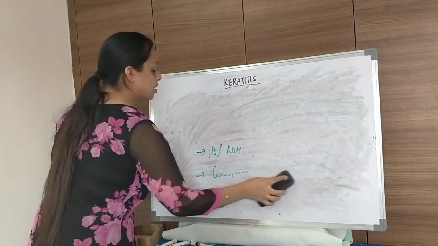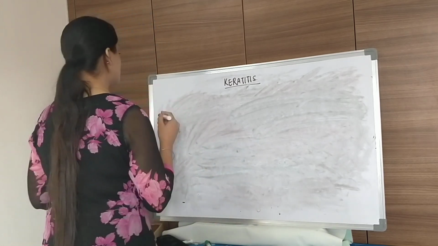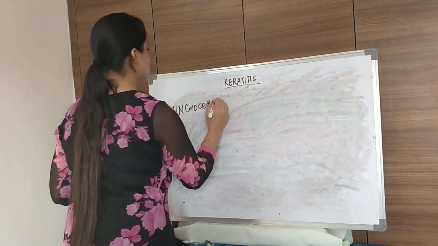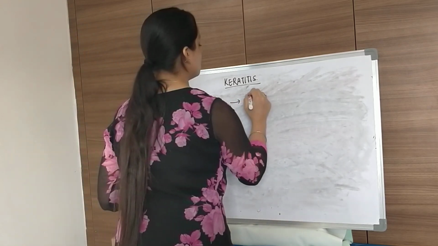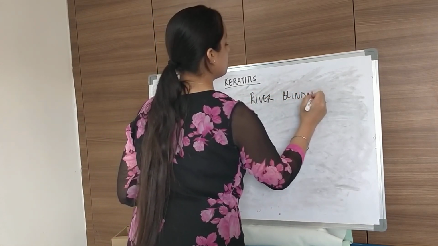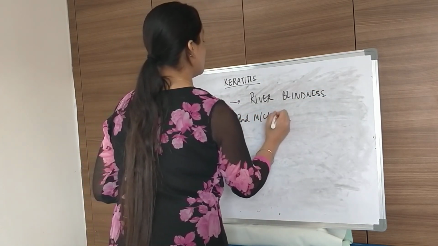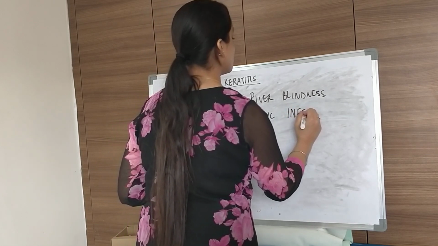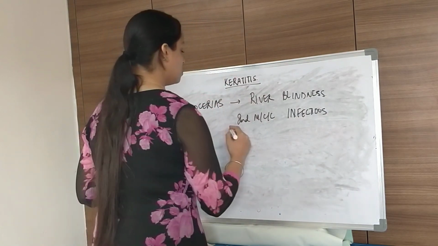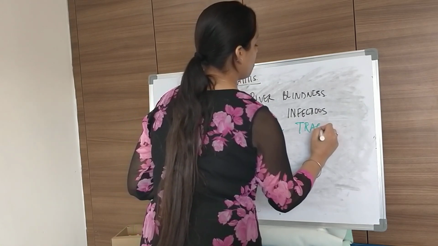Now lastly, I'll talk to you about Onchocerciasis. Okay, so a few points about Onchocerciasis. This is also called river blindness. Okay, one MCQ. This is the second most common cause of infectious blindness. So you'll ask me what is the first common cause? So the first most common cause is, of course, trachoma.